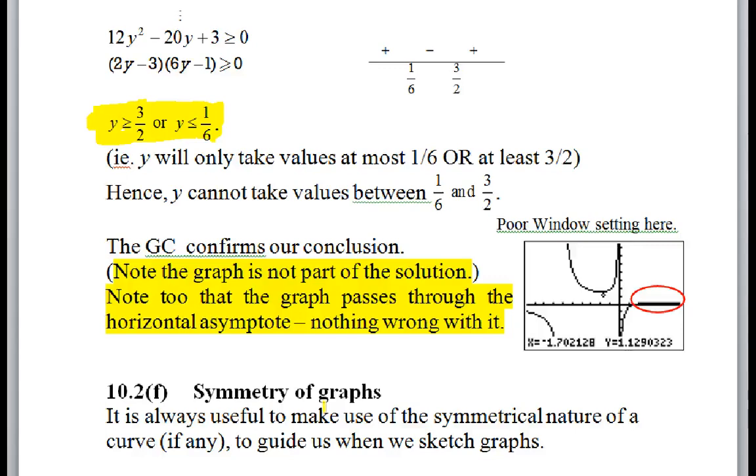A question here. Should you just put discriminant less than 0? Fine, you could have. But you will still get the same thing because the limit is still 1 over 6 and 3 over 2. Okay?